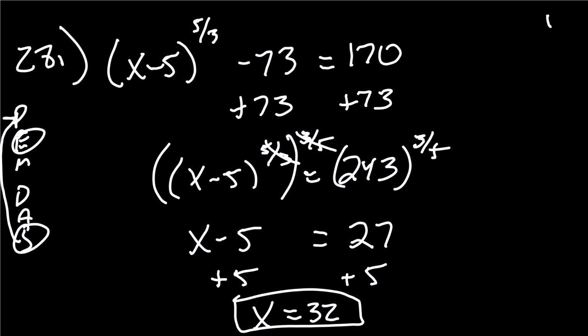Last thing I do is just check my work. So I say in parentheses 32 minus 5 to the 5/3 minus 73. Does that equal 170? Check it. It does. So my final answer for 28 is just 32. And that's it. Moving on to 30.